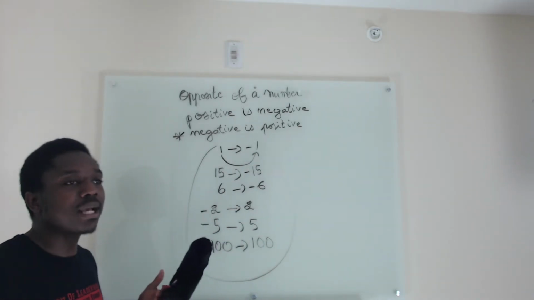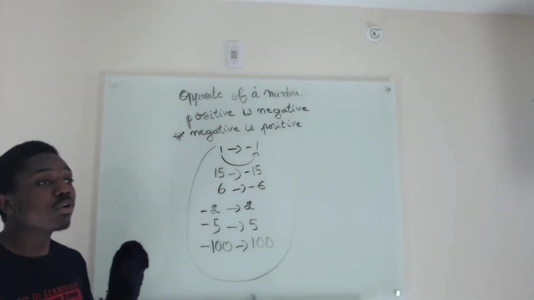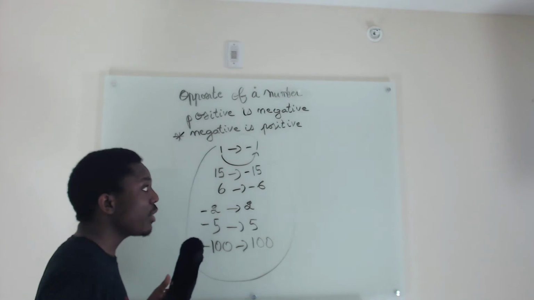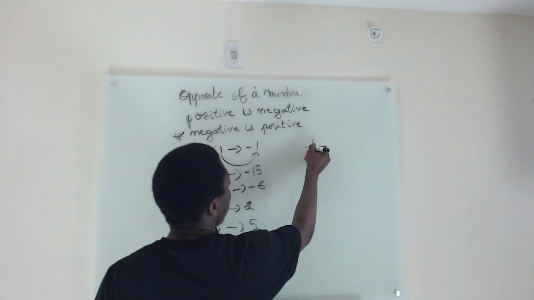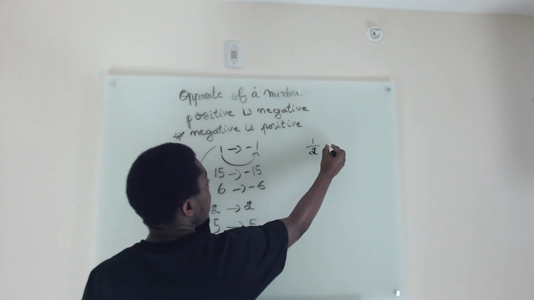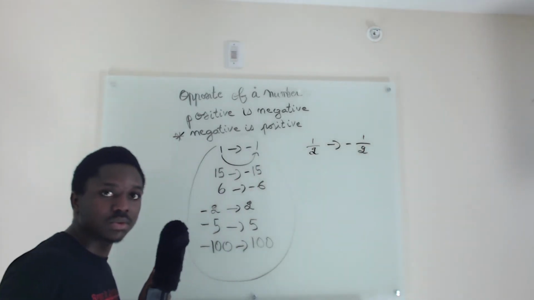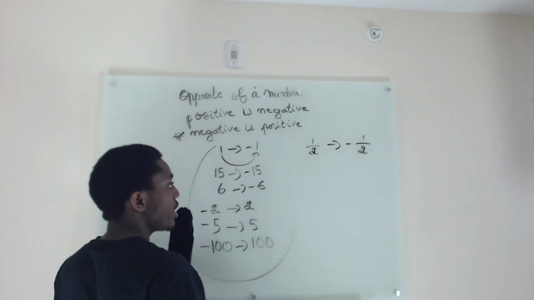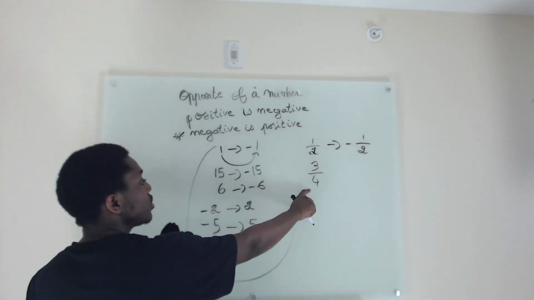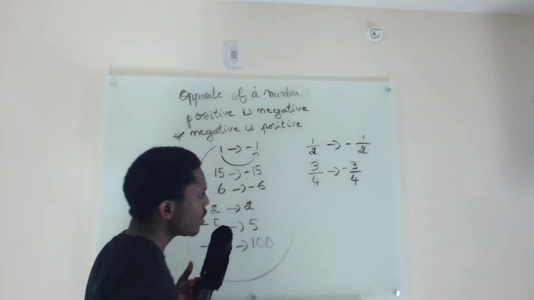And the same thing applies for fractions. So basically, every real number, among all the numbers that you know, all of them have an opposite. So if I take a fraction, let's say the fraction 1 over 2. So the opposite of this fraction right here is negative 1 over 2. Okay? So if I take another fraction, let's say 3 over 4. So the opposite of this fraction right here, 3 over 4, is negative 3 over 4.